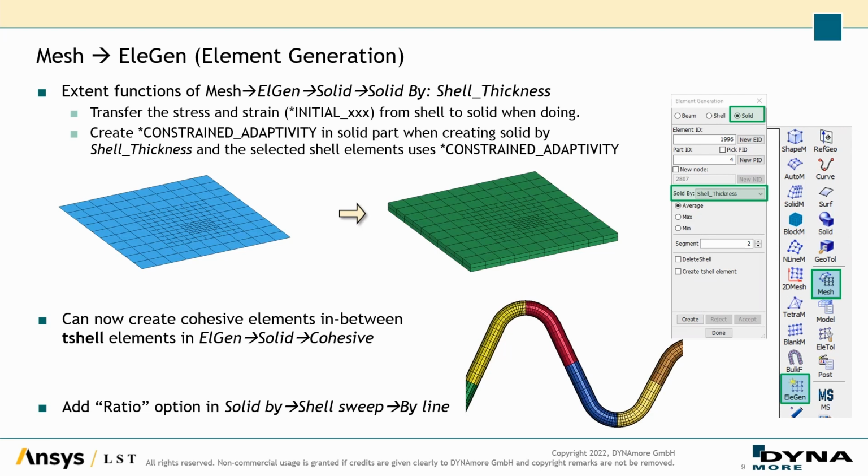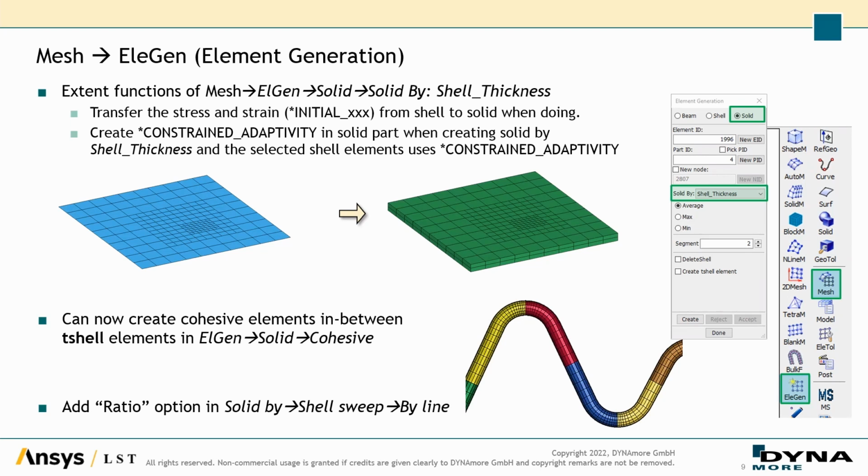If you click on Mesh, the second toolbar with the submenus is opening for the meshing. We start with a new meshing option in the meshing interface, element generation. In this dialog, you can generate element meshes on the basis of other already existing meshes.